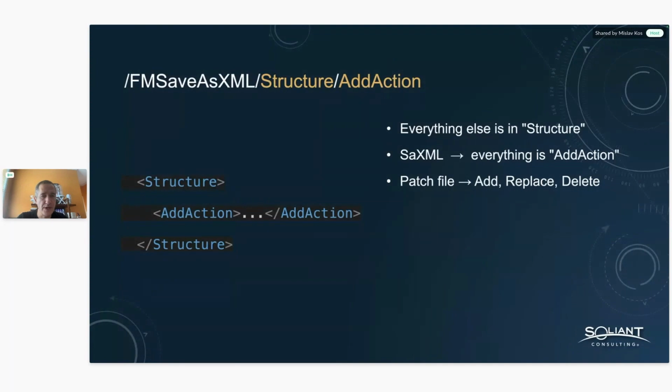element. And so the bulk of the file, all of that code that exists there, is going to be described inside of a structure element, and specifically inside of a child element that's called add action. For patch files, there's going to be different actions like adding something, replacing something, or deleting something. But for the SaveAsXML files, it's only ever going to be an add action. And the reason is because these SaveAsXML files are created from the context of, hey, what do we need to do if we were to rebuild a file from scratch?